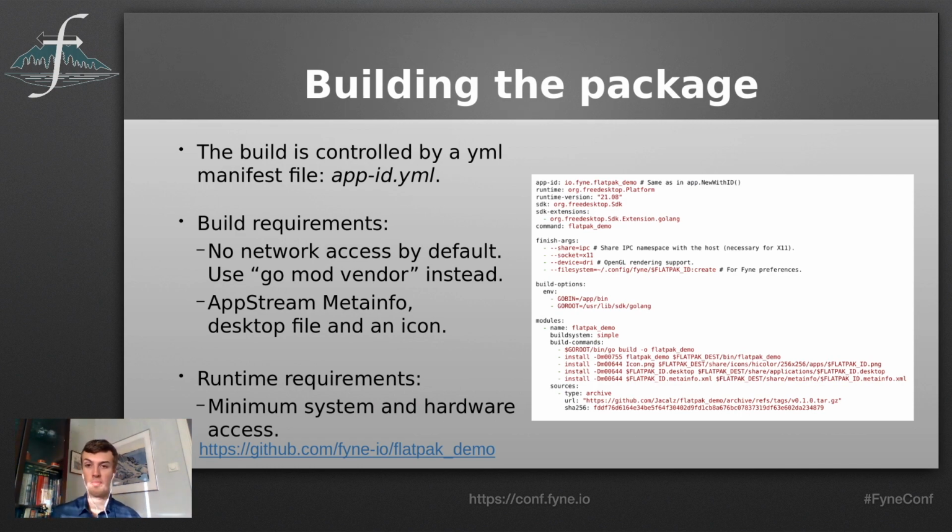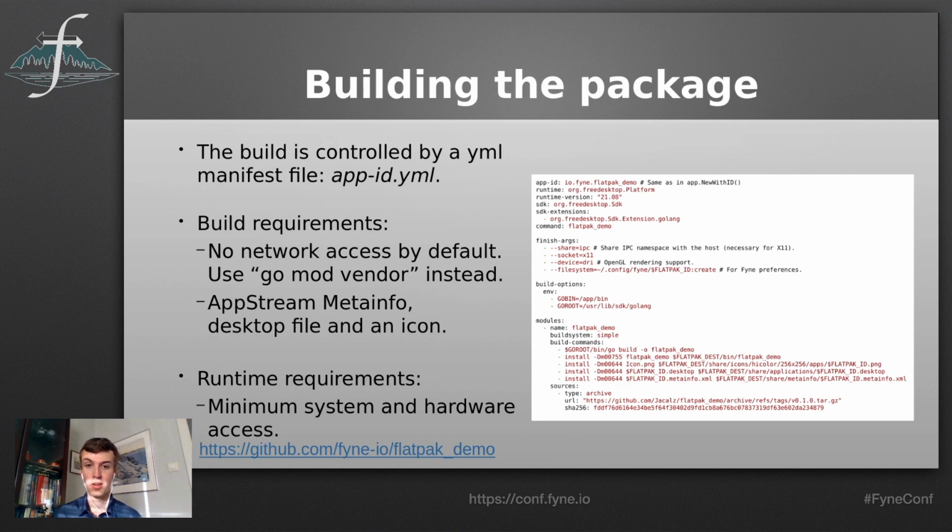First of all, we need a manifest file which we can use to control the build. In this case, it's a YAML file that should have the name of the app ID of the application. In our little example, it's io.fyne.flatpak_demo, which you can also find on the Fyne.io organization. We want to use the runtime, the regular freedesktop platform with the latest version, and then use the SDK when we're building, and then we need an SDK extension for Go so we can compile our Go code.